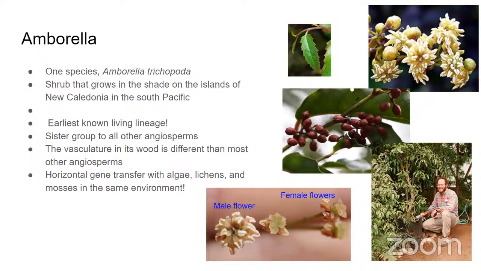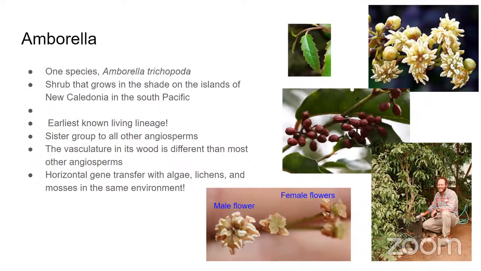a peculiarity is that the vasculature in the wood is different than most of the other angiosperms. So this comes back to something we briefly mentioned when we were talking about gymnosperms versus angiosperms. The species doesn't have basal elements. So its wood is different and more like other groups of plants than like all the rest of the angiosperms.